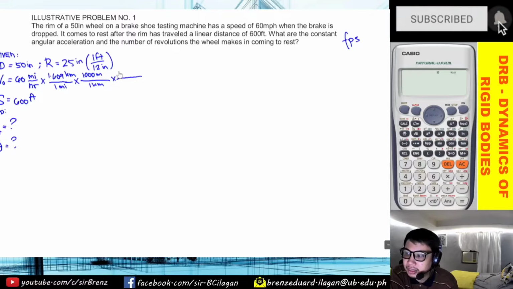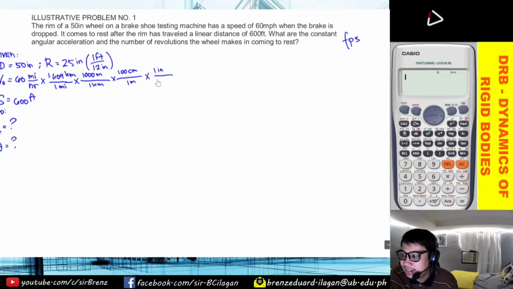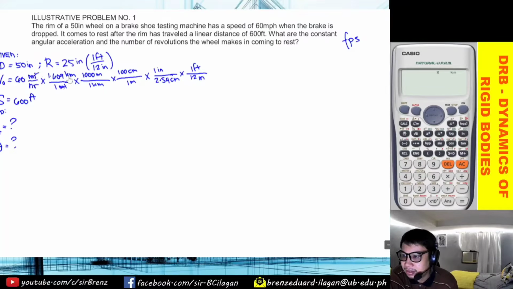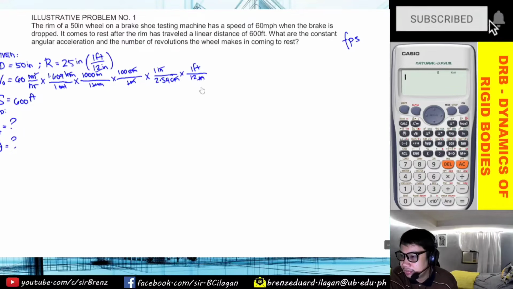So from meter, we have 100 cm in 1 meter. And then from cm, idadaan ko siya sa inches. 1 inch is 2.54 cm. And then 1 foot is equal to 12 inches. Ayan, so I think okay na tayo doon sa ibabaw. Check ko lang. Okay, so tama naman yung conversion natin.